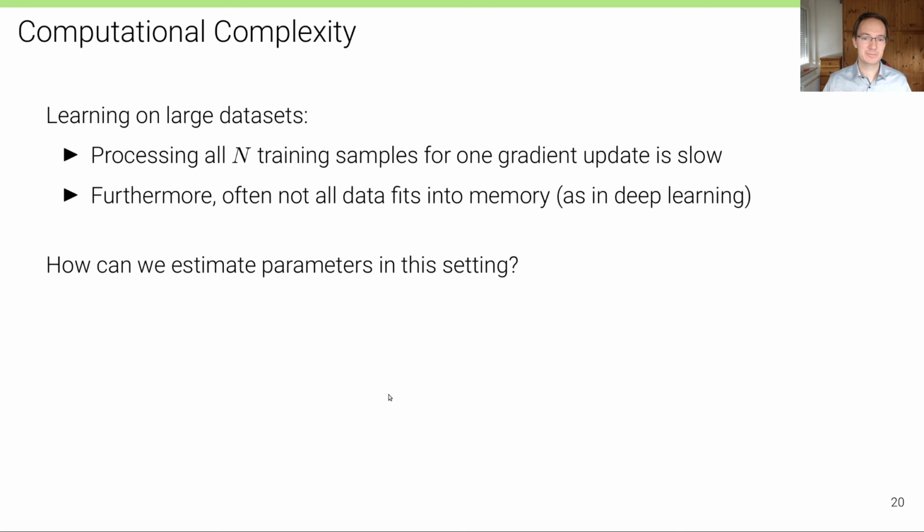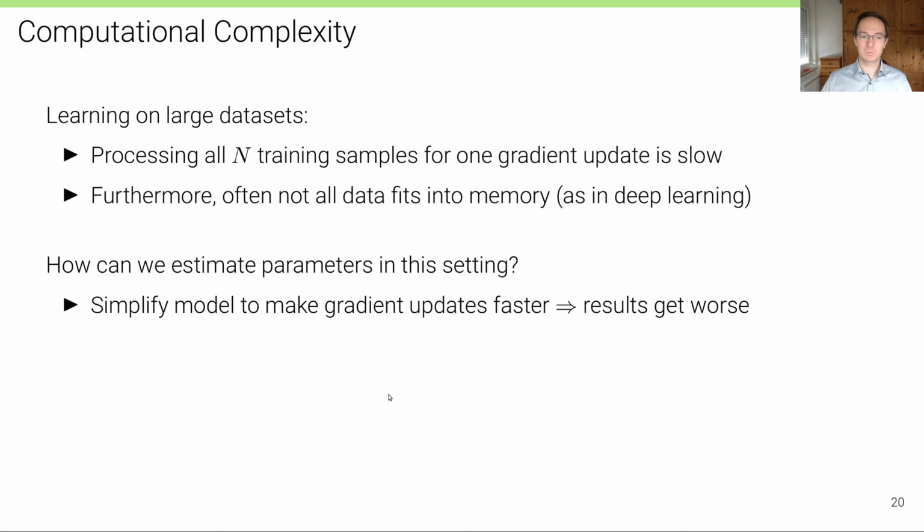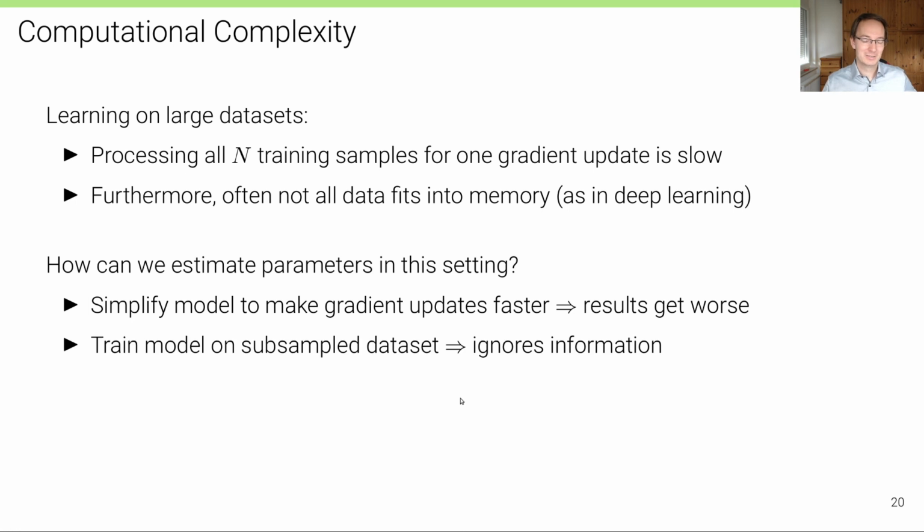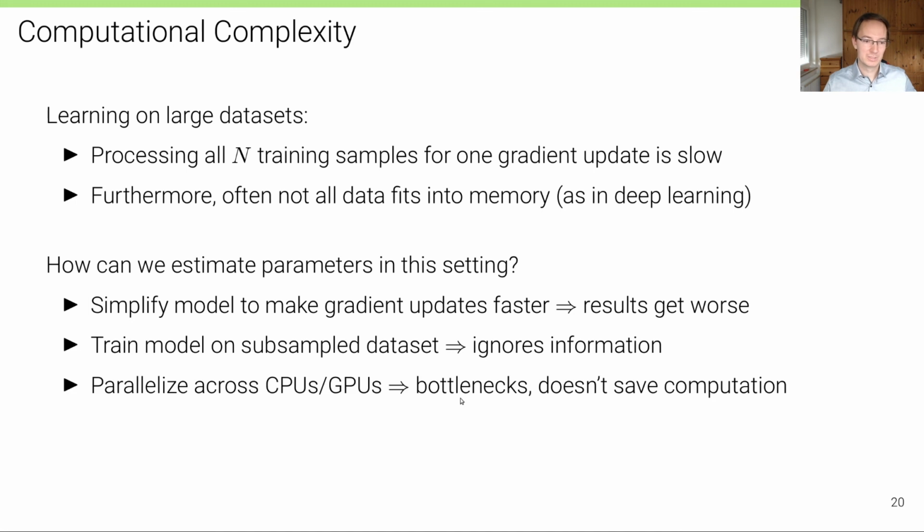So how can we estimate the parameters in this setting? Well, one way would be to simplify the model to make the gradient updates faster. But if we simplify the model, then the model is less accurate, and so the results get worse. That's not what we want to sacrifice. Another strategy would be to train the model on a subsample of the dataset, but this clearly ignores some of the information in the dataset and is not ideal either. We could also parallelize across CPUs and GPUs, but that doesn't really save computation. It just makes things run in parallel.